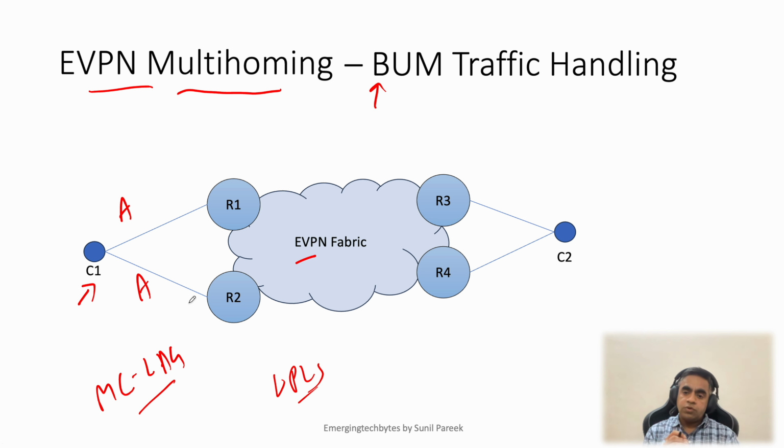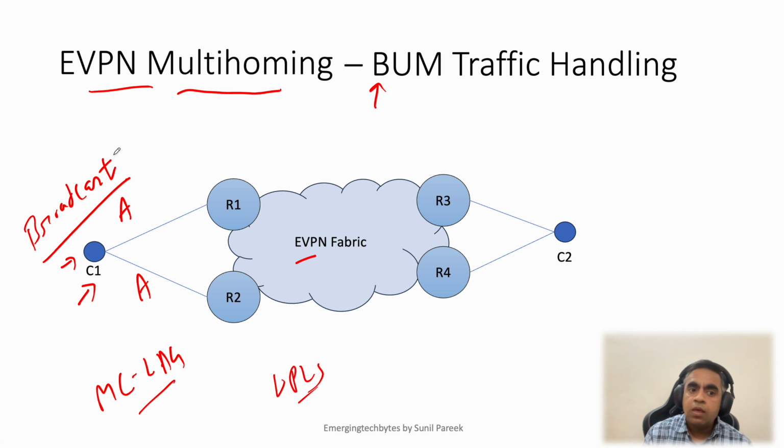Now coming back to our topic, what exactly happens when this guy C1 sends some broadcast? Because this is active multi-homing, this is a port channel. That means C1 can send the traffic on any of these links. And this is where, when I was having this conversation with a friend, there was some confusion with respect to the designated forwarder.